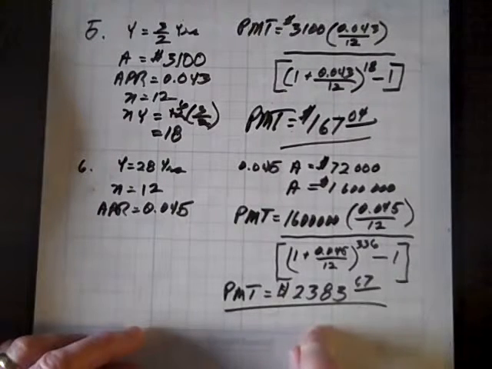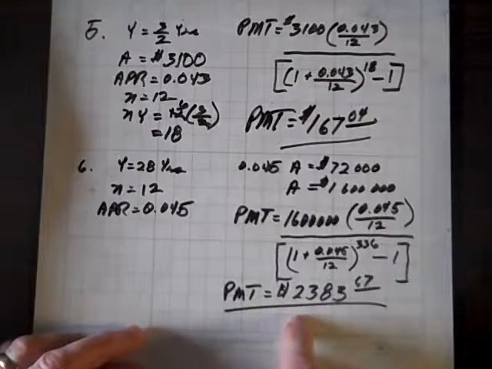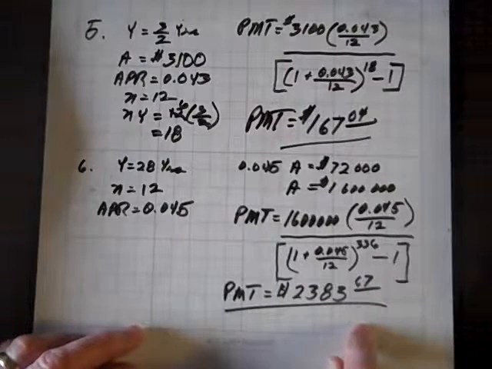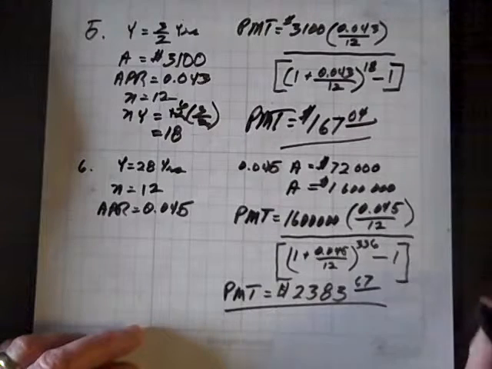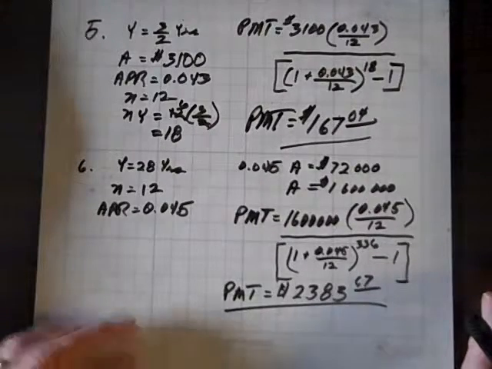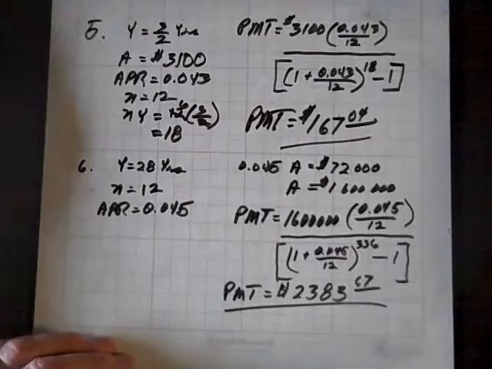$2,383.67. So if you're young and you start right now and you can get that interest rate, why then you're going to be in good shape. An annual retirement income of $72,000 plus your Social Security, not bad. Let's go on to 7.